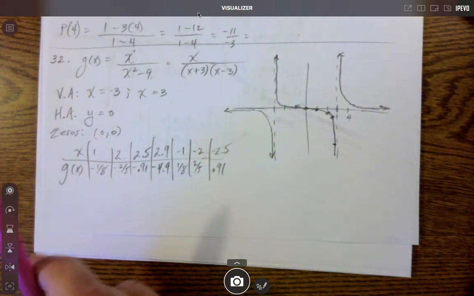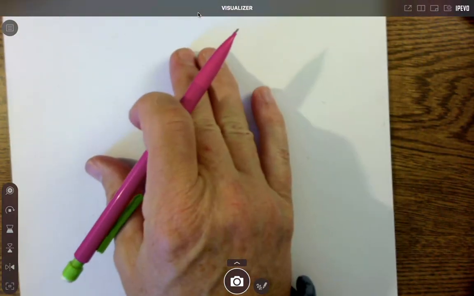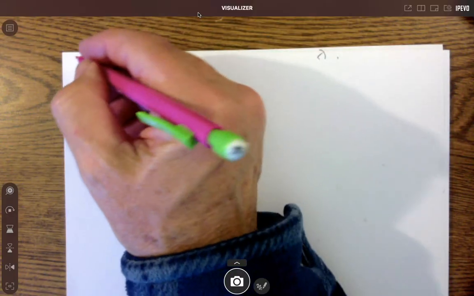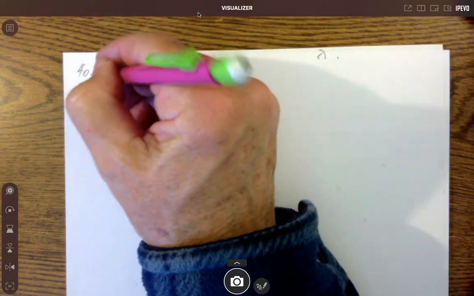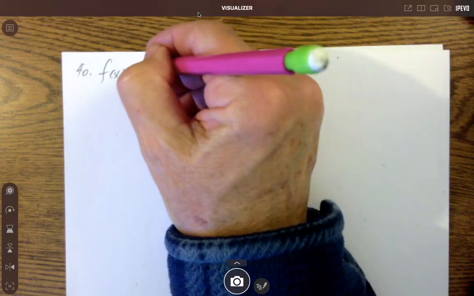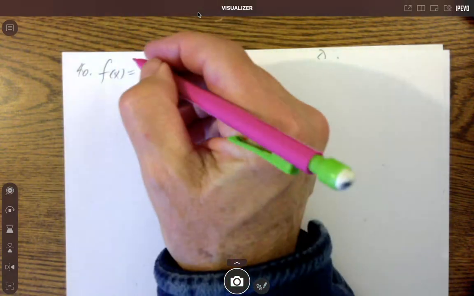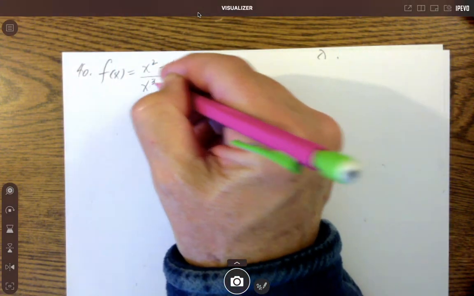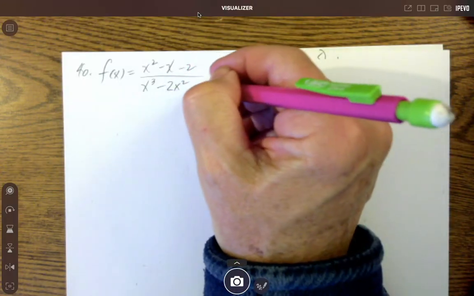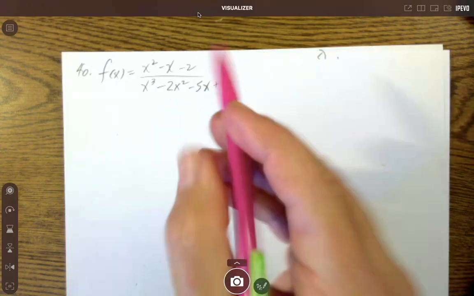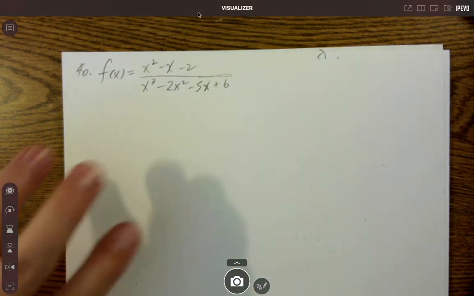Number 32. I think I'm going to do one more. Let's do... All right, I may regret this, but I'm going to do 40. So f of x equals x squared minus x minus 2 over x cubed minus 2x squared minus 5x plus 6. You know, I completely forgot to do the symmetry test thing.